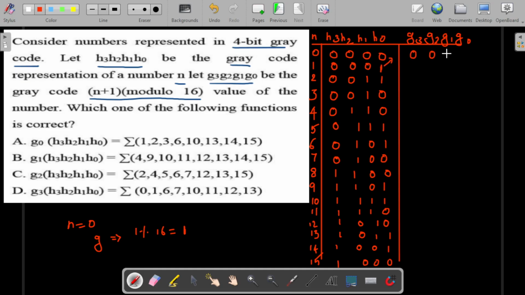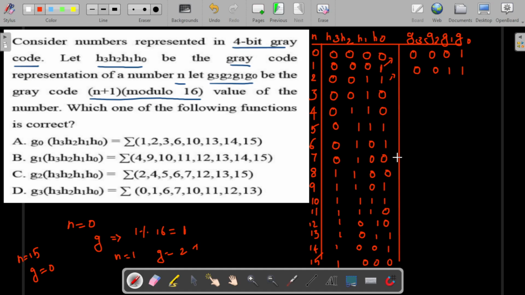So 0 0 0 1, right? For 2, if we take n equal to 1, then the G value is the gray code of 2. So 2's gray code will be this one, just an upward shift. Let me fill the box like this: 0 0 1 1. I hope you guys understand. The only change is when n is equal to 15, then the value of G is equal to 0. The last one is an upward shift, so that will come down.